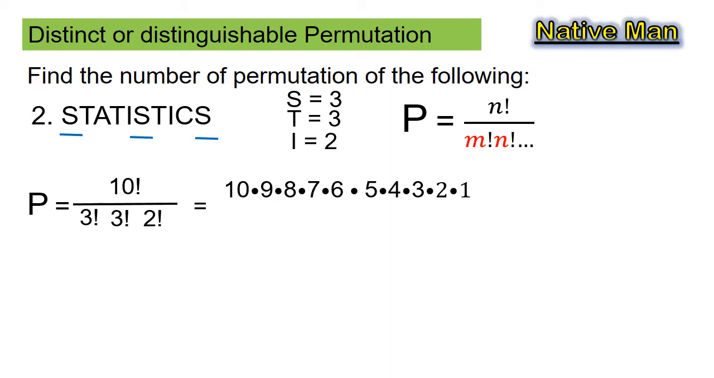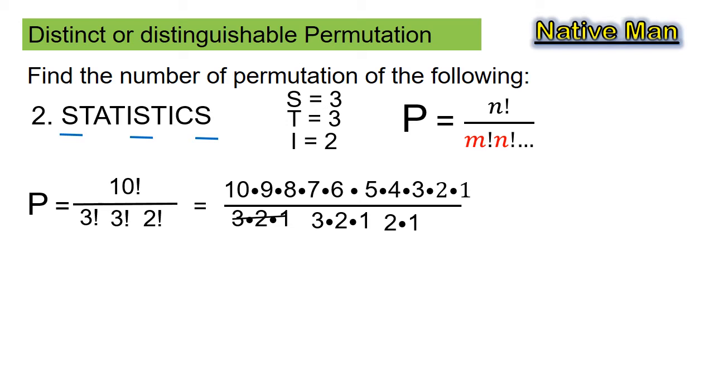10 factorial is 10 times 9 times 8, 7, 6, 5, 4, 3, 2, 1. Over, yung 3 factorial is 3 times 2 times 1. Then, yung another 3 factorial is 3 times 2 times 1. And then, yung 2 factorial is 2 times 1. So, actually, pwede po yan na i-multiply mo yung numerator, multiply mo yung denominator, then you divide. Kaya lang, mas malaking number po. So, pwede pong gamitin dyan, cancellation method. Medyo mas mapapadali po yung ating pagko-compute.